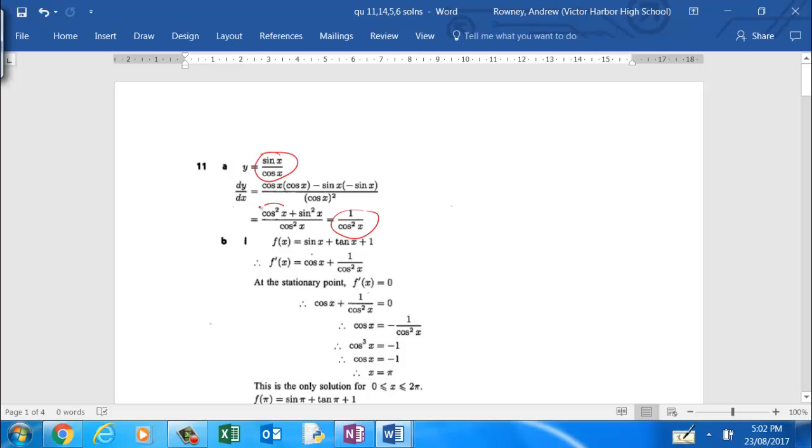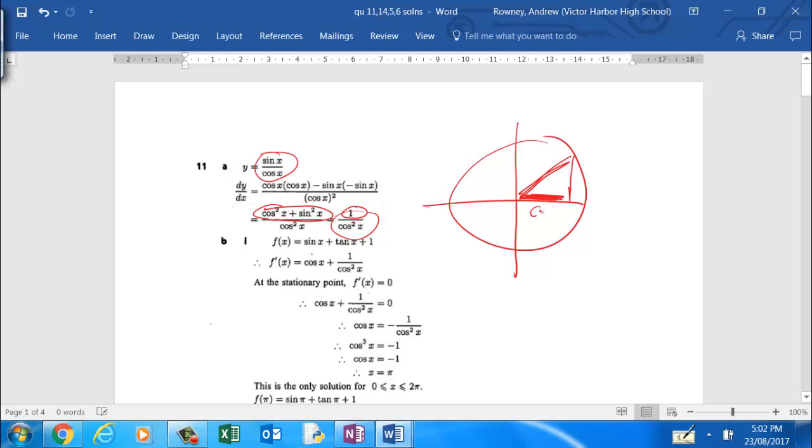Also using this identity that sine squared plus cos squared is 1, because in the unit circle cos is the x coordinate and sine is the y coordinate. So if you've got cos there and sine there, and this is the unit circle, then 1 squared equals cos squared plus sine squared. So it all reduces down to this.